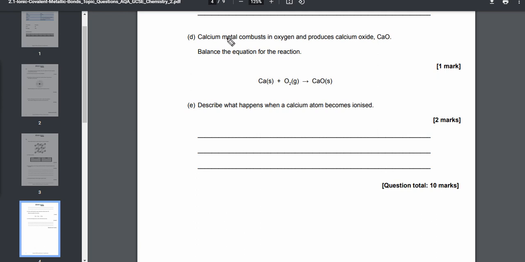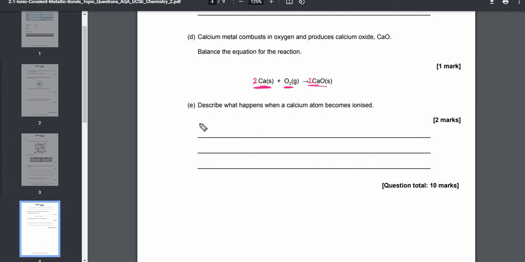Alright, so in the next part it says calcium metal combusts in oxygen, produces calcium oxide. We have to balance the equation. So we can see over here on the left side we have 1 atom of calcium and 2 atoms of oxygen. On the right side we have 1 atom of calcium oxide, so I'll write 2 over here and 2 over here. So in this way we have 2 calcium on the left side, 2 calcium on the right side, 2 oxygen on the left side and 2 oxygen on the right side. So it's balanced now.